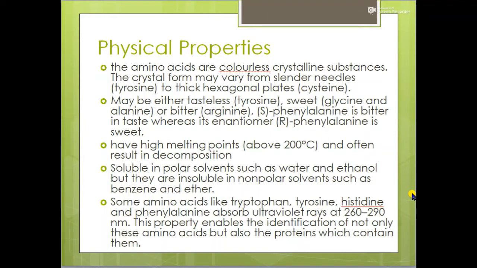Now, coming to the taste, sometimes they might be sweet, as in the case of glycine and alanine, or they might be tasteless, as in the case of tyrosine, or bitter, as in the case of arginine. You can see that S-phenylalanine has been found to be bitter in taste, but its enantiomer R-phenylalanine has been found to be sweet. Now, what is R and S? It's just another notation for the DL isomers, as we had already discussed earlier. So R refers to the D isomer, and S refers to the L isomer.